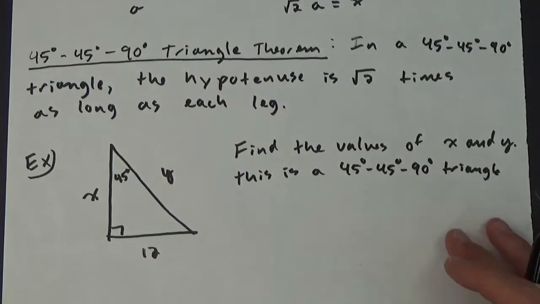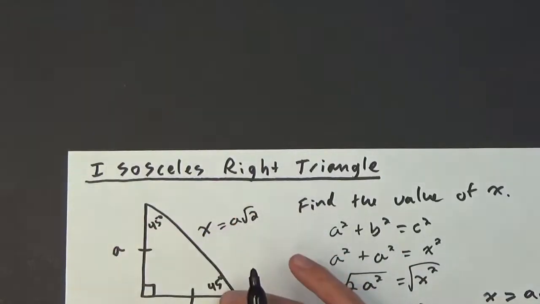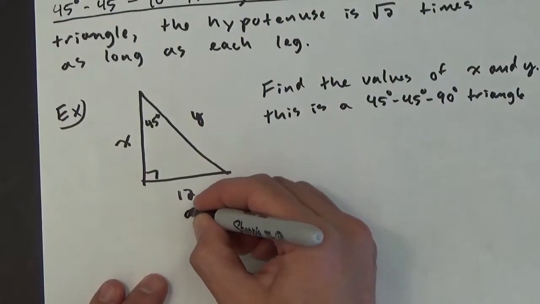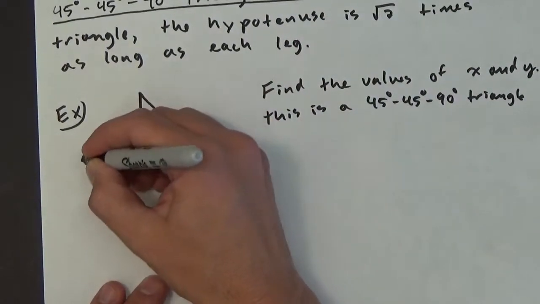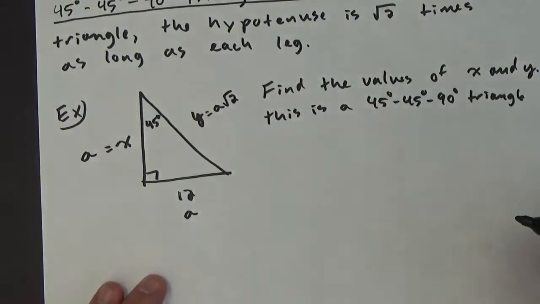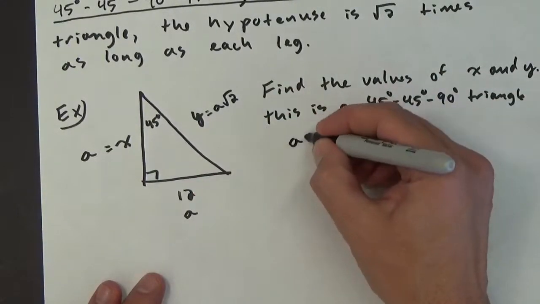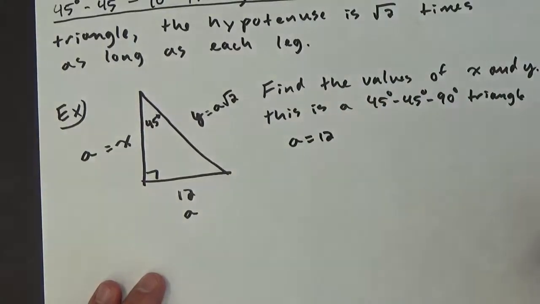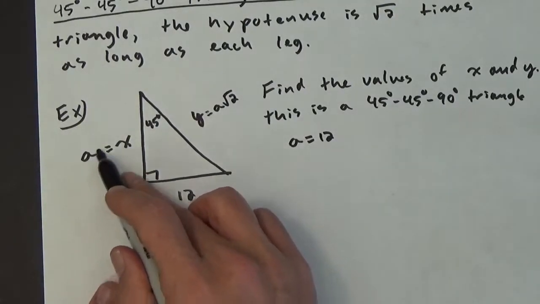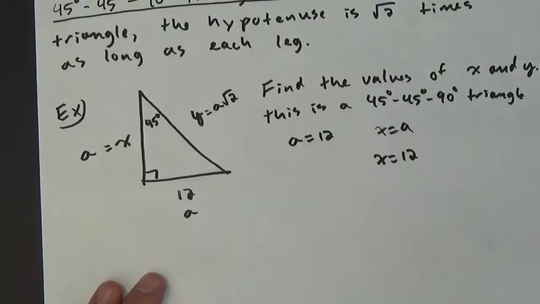Then the next thing we do is let's go back to this here. And we're going to label all of these sides either A or A times the square root of 2. So this side over here is A, this side is A, and this side is A times the square root of 2. And then we want to figure out, what is A? Well, this one's easy because A equals 12. Now if a is 12, and x also equals a, that means x must also be 12, which makes sense when you have an isosceles triangle.